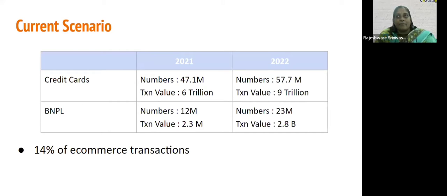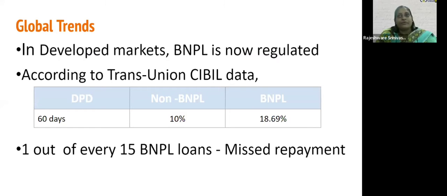So you see that in digital lending, this is going to be another big segment where the growth is being predicted. And now we will see how the global markets where BNPL is developed has moved. Earlier this market was not regulated even in the developed economies. Now it is regulated. And this is global data from TransUnion, where we have 60-day delinquency. In a non-BNPL case, we have about 10% delinquency. In a BNPL case, it's roughly double. We are at about 19% delinquency.